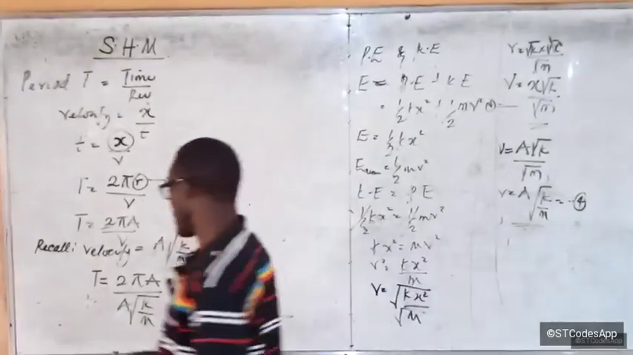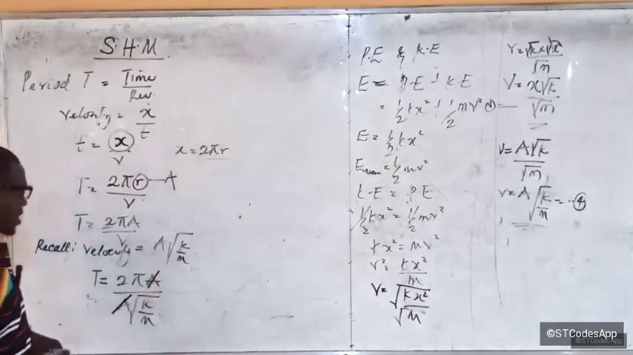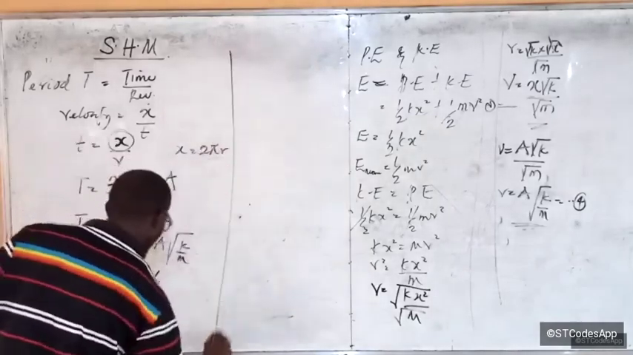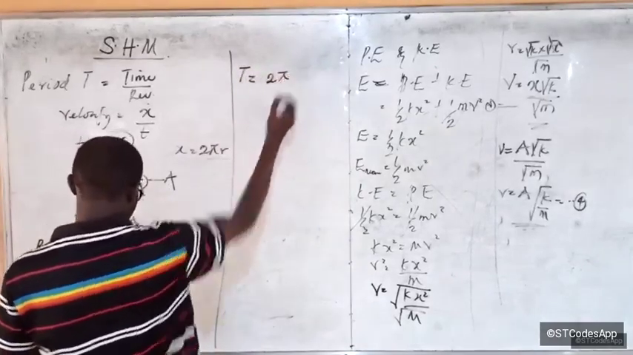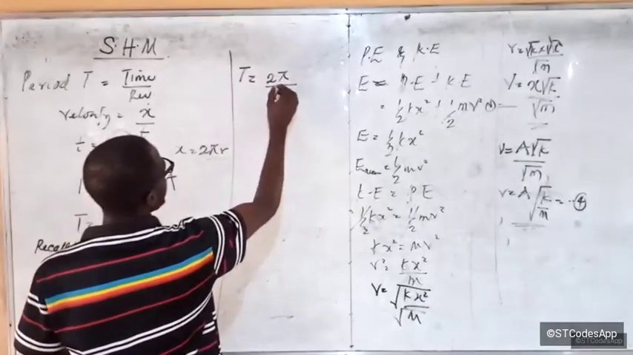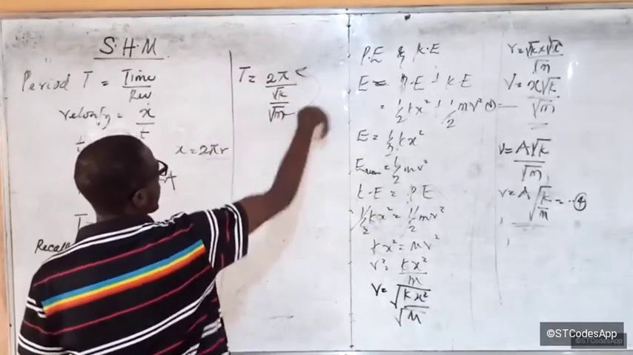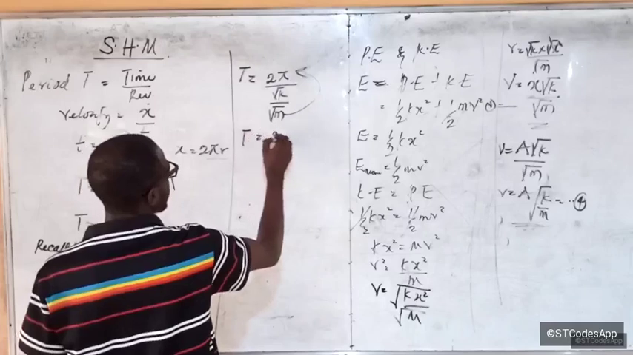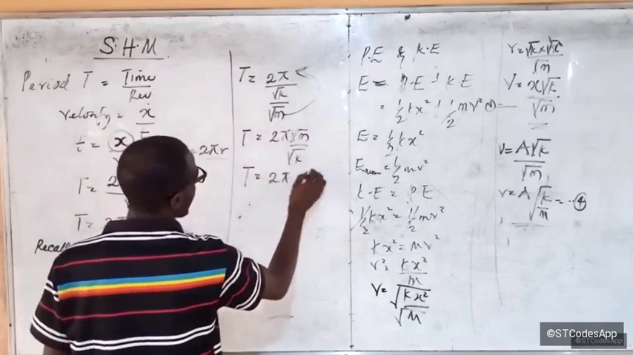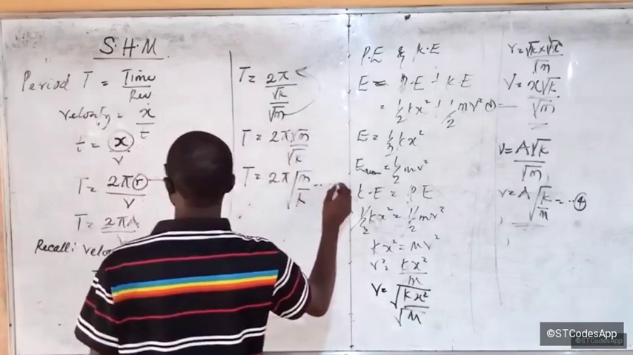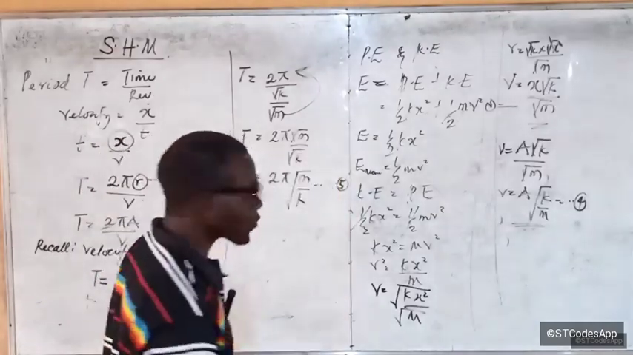So in case you are beginning to ask yourself, what's the use of all of this? So a can cancel a. Therefore, we'll have that T, our period, is going to what? 2 pi over root k over root m. So when you are dividing by a fraction, what happens? The denominator goes up. So we have T will be equal to 2 pi root m over root k. So T therefore is what? 2 pi root m over k. This is equation 5.